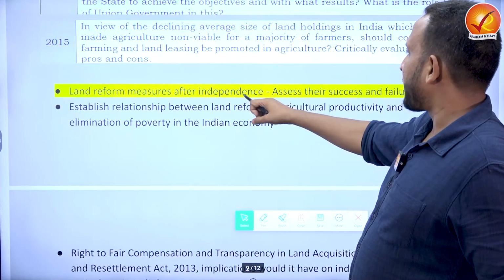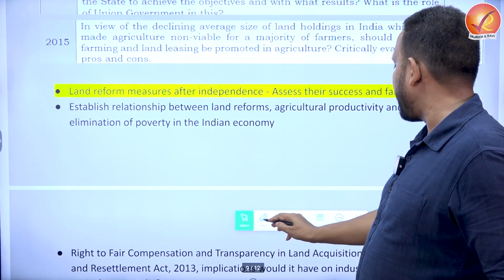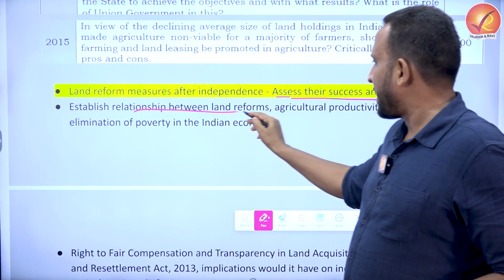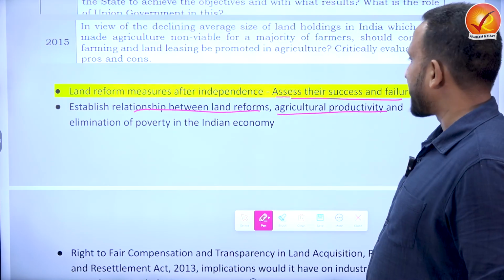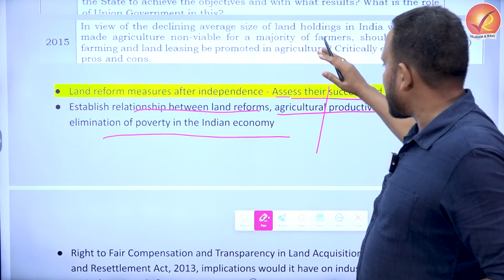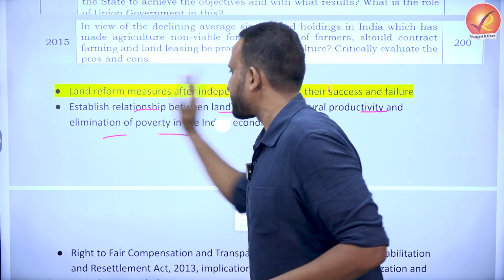Land reform measures after independence, assess their success and failure. This is the demand of the question: establish the relationship between land reforms, agriculture productivity and elimination of poverty in the Indian economy. These are the themes I have prepared, right?